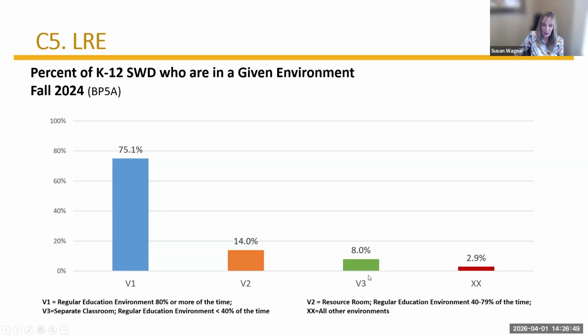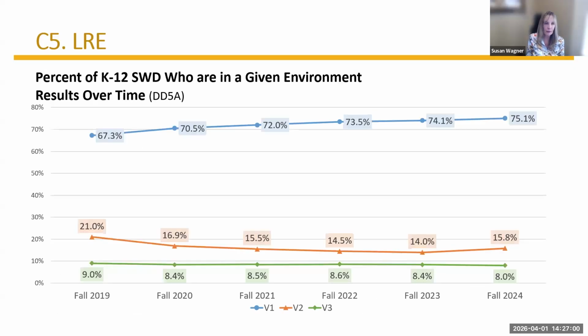8% are in the V3 rate, and then 2.9% are in all other environments, such as homebound, hospital, residential facilities, separate schools. If we look at it over time, since fall 2019, your rate has gone from 67.3% of students with disabilities in the V1 rate to 75.1%. If we go back further in time, another 10 years, it'd be even lower. So we see really a dramatic increase in the V1 rate over time.